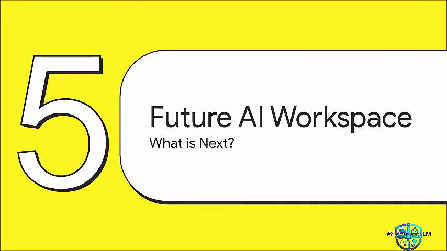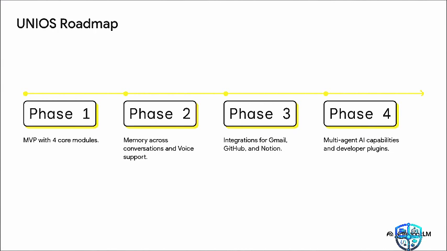Which leads us perfectly into our final section, Section 5, the Future AI Workspace. That MVP they built, that is just the starting line. The roadmap they have planned scales this up into something really massive. Right now, we are at Phase 1, the 4-module MVP.